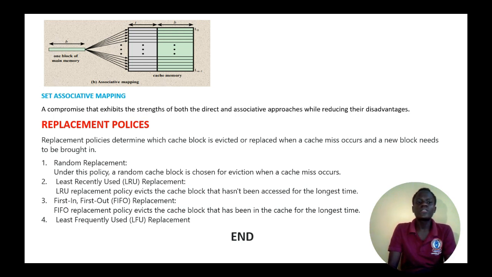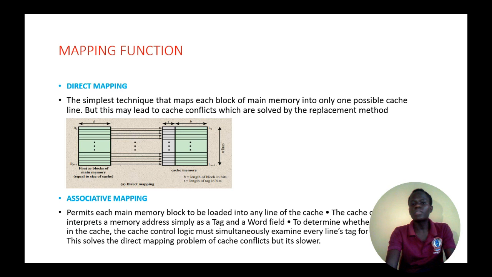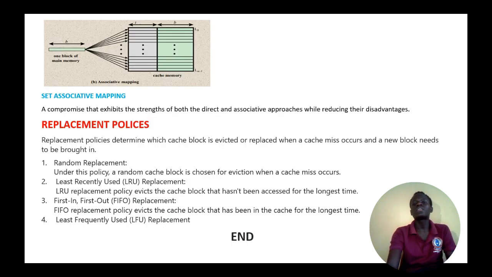Then if we move on to the replacement policies or the replacement methods, like we had seen before with direct mapping, which may lead to cache conflicts, these are solved by replacement methods. So replacement methods are used to do away with cache conflicts. These determine which cache block is evicted or replaced when a cache miss occurs, and a new block needs to be brought in.